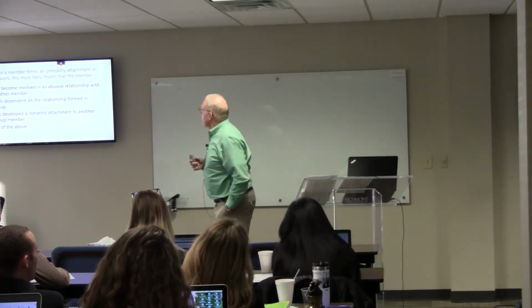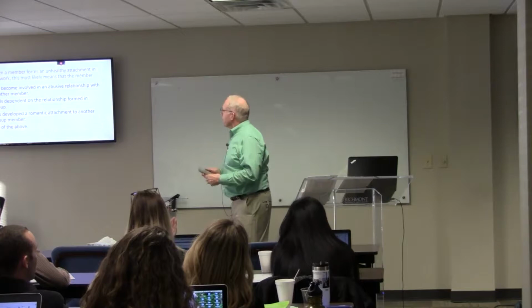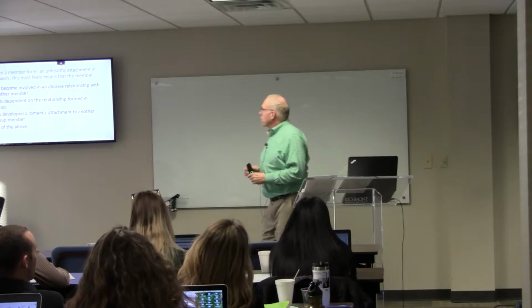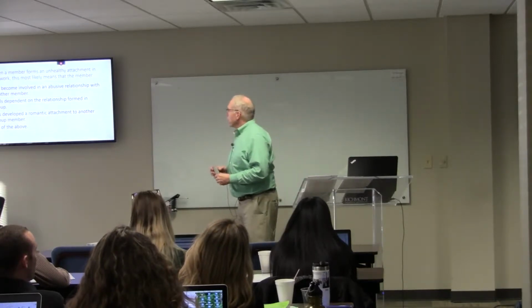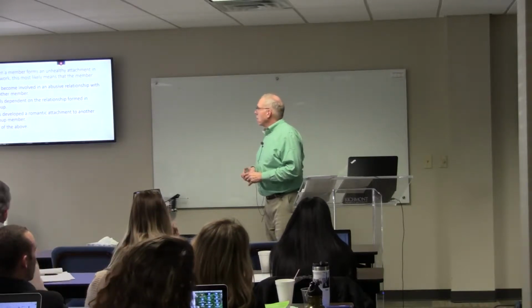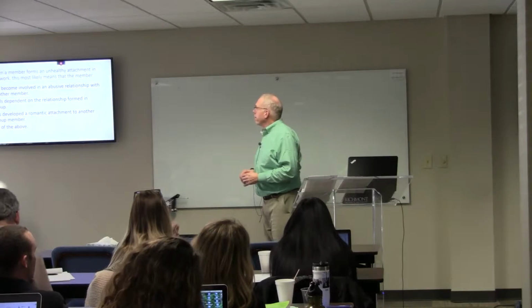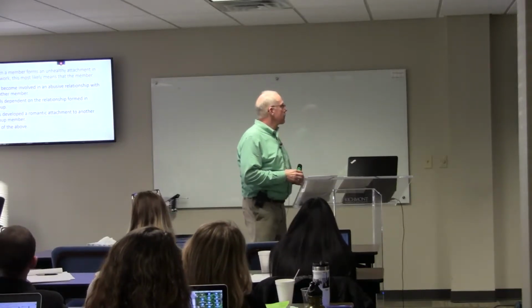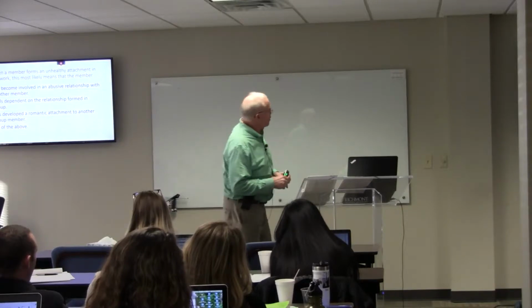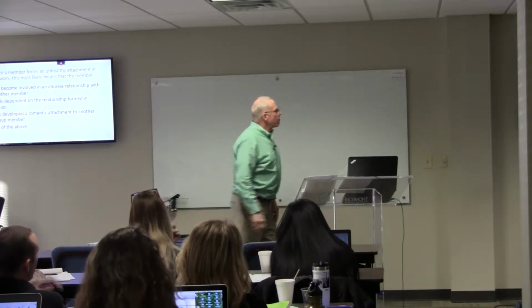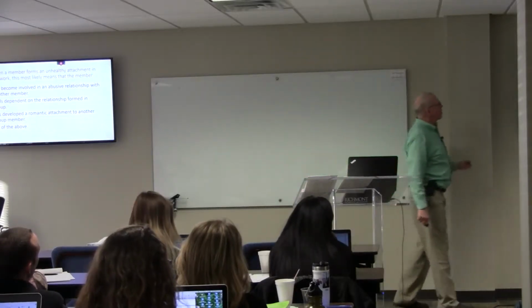When members form an unhealthy attachment in group work, this most likely means that the member, reading the whole stem, A, has become involved in an abusive relationship with another member, B, feels dependent on the relationship formed in the group, C, has developed a romantic attachment to another group member, D, all of the above. So what do you think about this one? Yeah. The other 2 hit A and C. Yes. Very good.